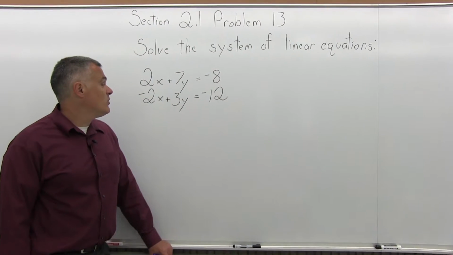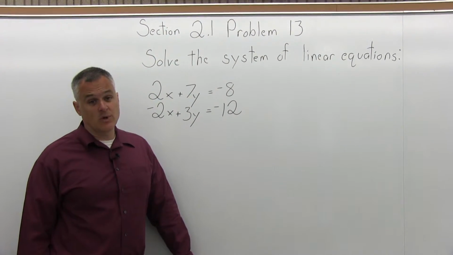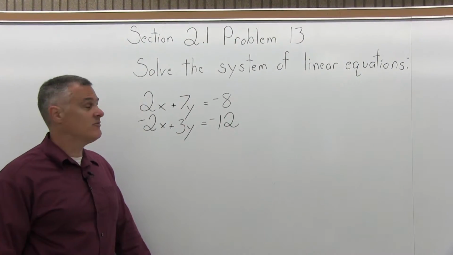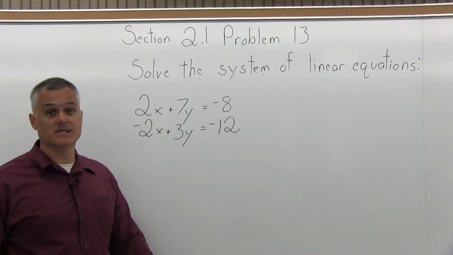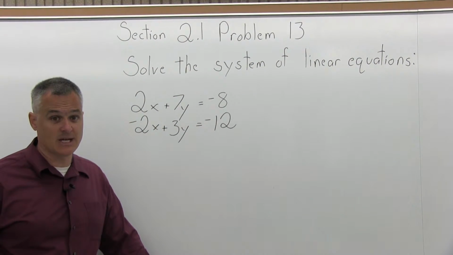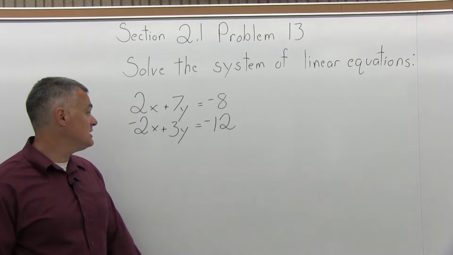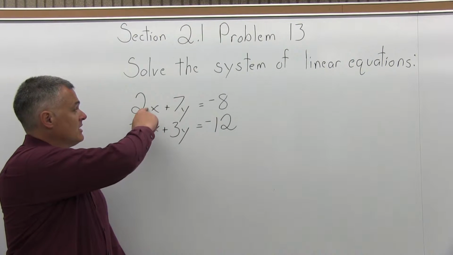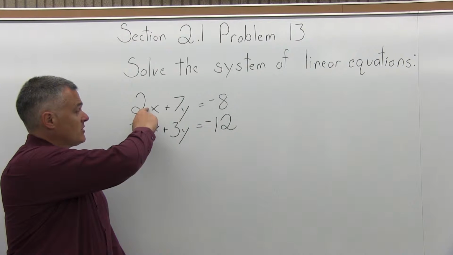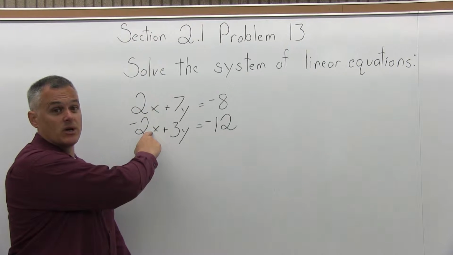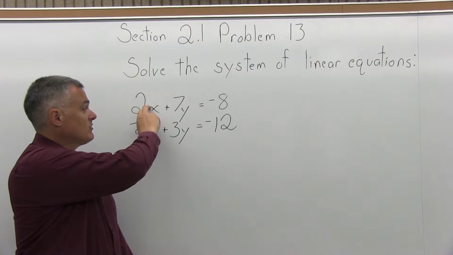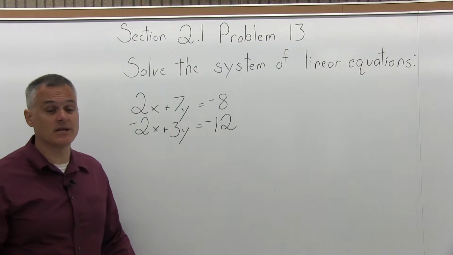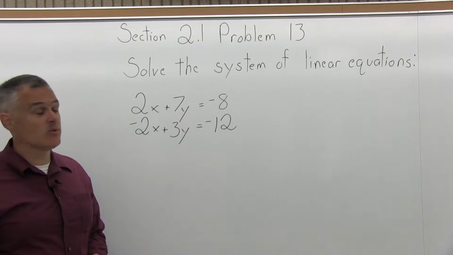So to start, we want to multiply one or both equations times some value so that one of the variables will have the same number in front but with opposite signs. Now in the case of number 13, I don't really have to multiply either equation times anything. I have a positive 2x in the top equation and a negative 2x in the bottom equation. So I already have the same number in front of one of the variables with an opposite sign. So step 1 really requires no work.